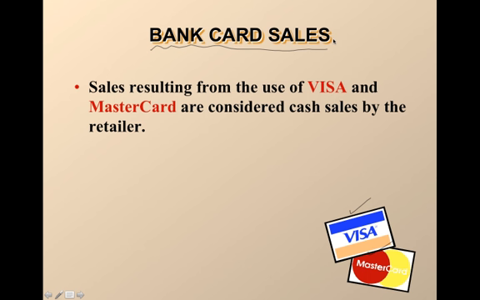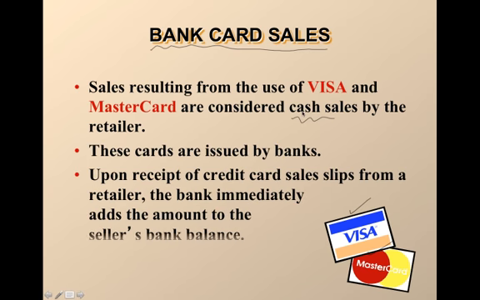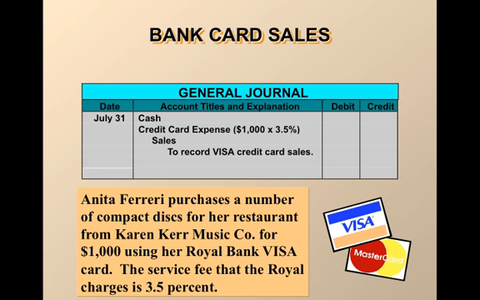So sales resulting from the use of Visa and MasterCard are considered cash sales by the retailer. So as you can imagine, when you buy something from a retailer, they're going to debit cash. Let's see how that looks. We already know that these cards are issued by banks, and upon receipt of the credit card sales slip from a retailer, the bank immediately adds the amount of money to the seller's bank account. Okay, so let's look at an example.